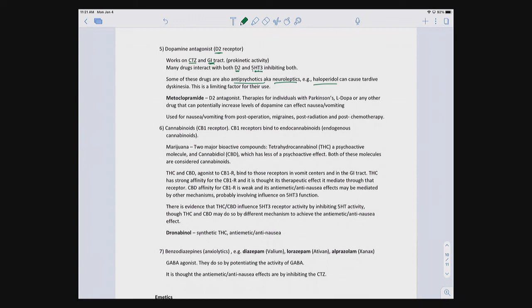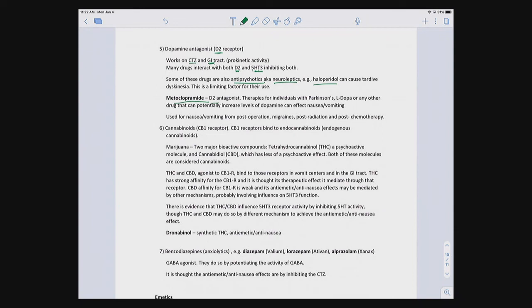So this is why you would not want to really go for these drugs if you're dealing with long-term nausea and vomiting. There are better drugs out there. Metoclopramide is a drug that is a D2 antagonist. This typically is, you give this type of drug for patients who are struggling with Parkinson's disease.